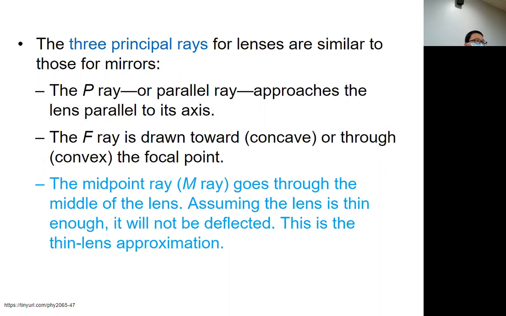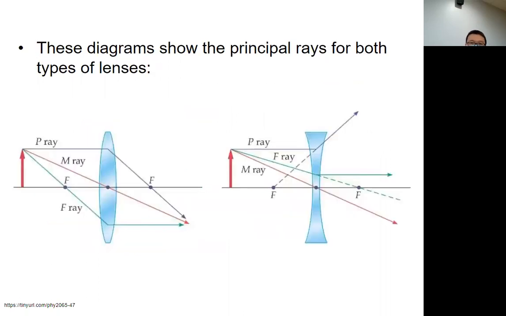The midpoint ray goes through the middle of the lens directly without being deflected, similar to the center of curvature ray in that sense. All right, let's take a look at how to draw the ray diagrams here.